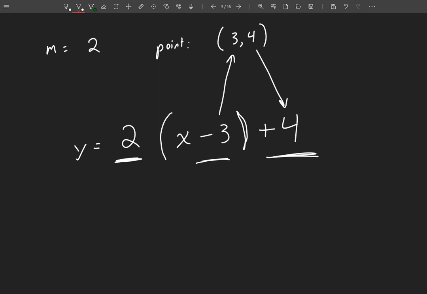Let's do another one. The slope is 3/4, and my point is, let's say, (-2, 6). All right, try this one really quick, and then come back and see if you got it right.